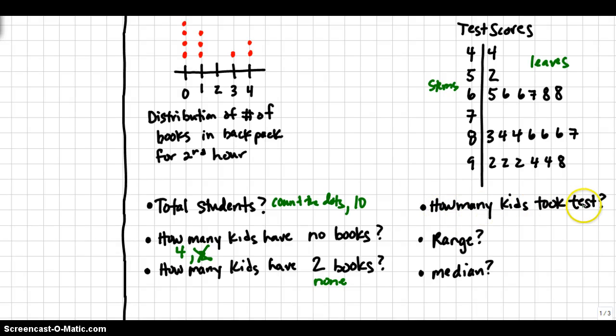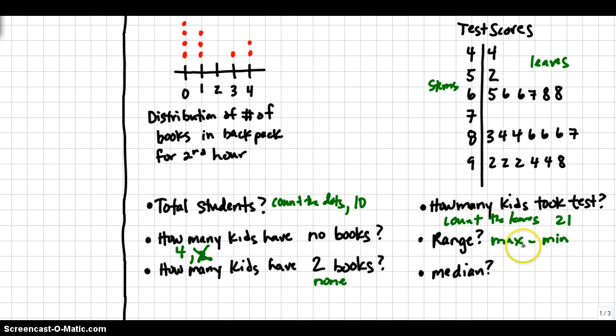So again, how many kids took the test? To determine that, we would simply count the leaves. So if we count the leaves, we end up with 21. One of the things that the book has you do, which is not explained in the book, is to calculate the range of the items. So just a quick reminder for students that when you're finding the range, it's always the max minus the min, the highest number minus the lowest.